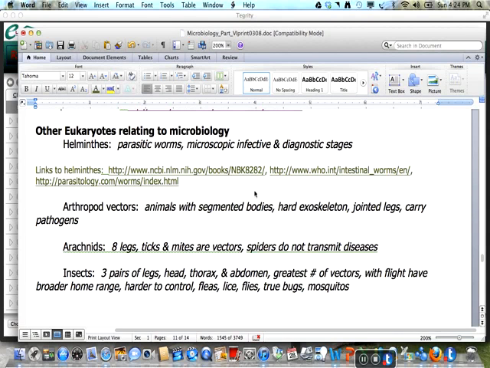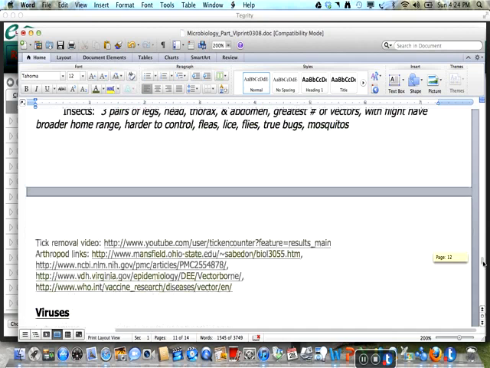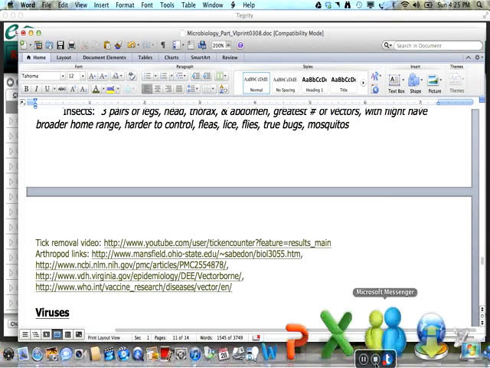And here's a few websites on the helminths, the parasitic worms. If you are interested in more information on those, there's a video on properly removing a tick, and then there's a lot of information out there on the insects. Most of the information that you find on insects is usually going to be on ways to control them to try and reduce the amount of insect-caused disease.